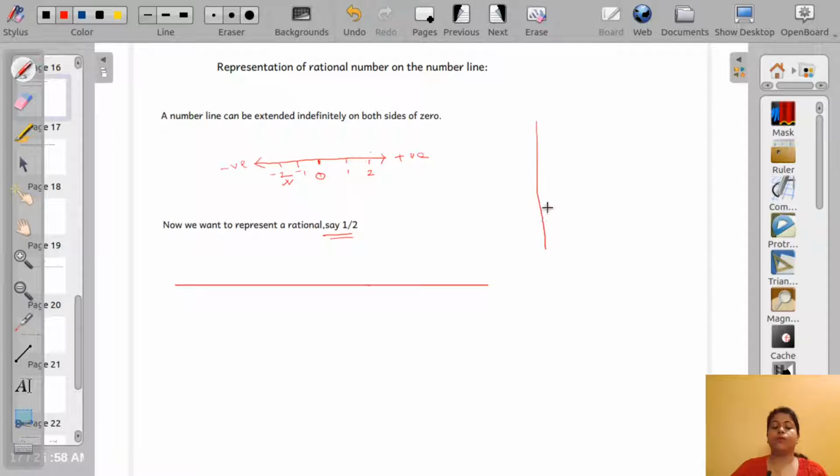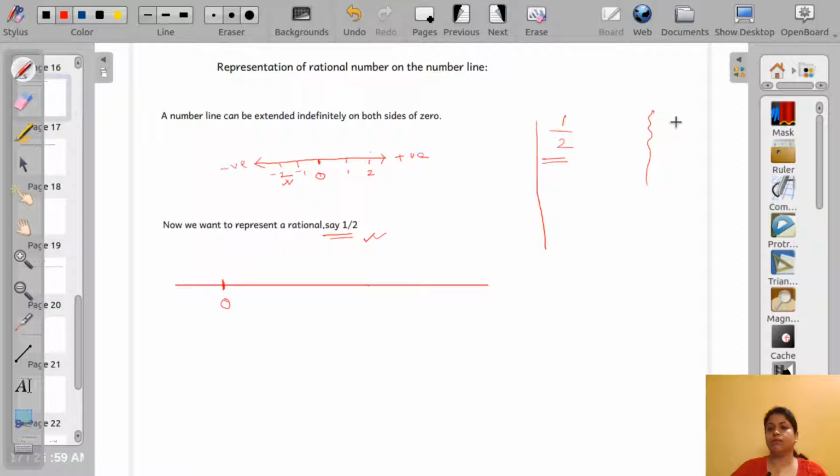Before starting, we have to find out two whole numbers between which this particular rational number lies. Why? Because on the number line, we have to mark 0 and a particular number between which this rational number lies. That's why we have to find it out.